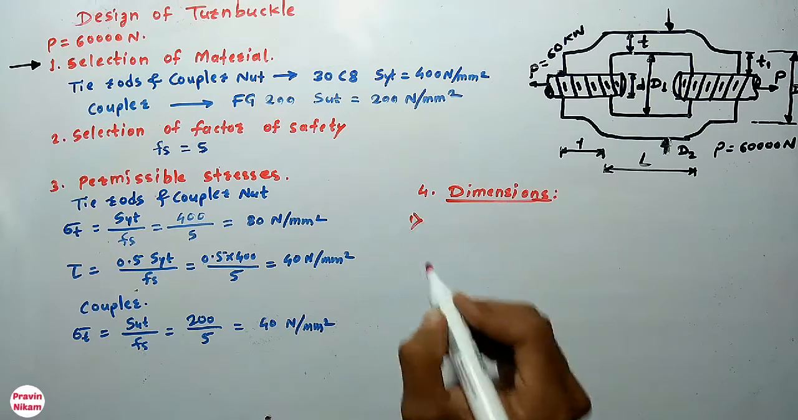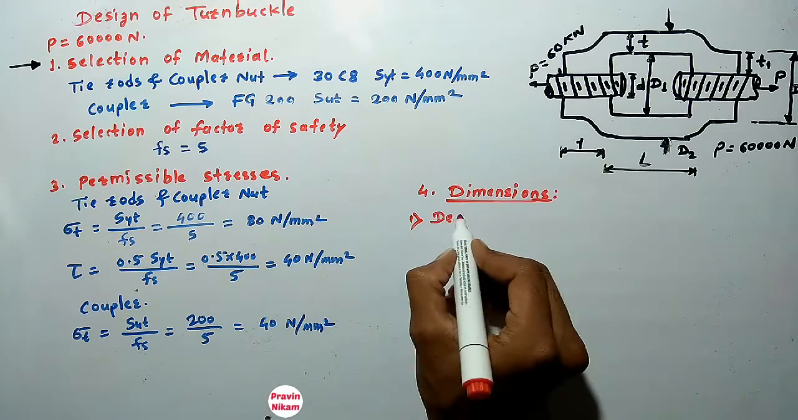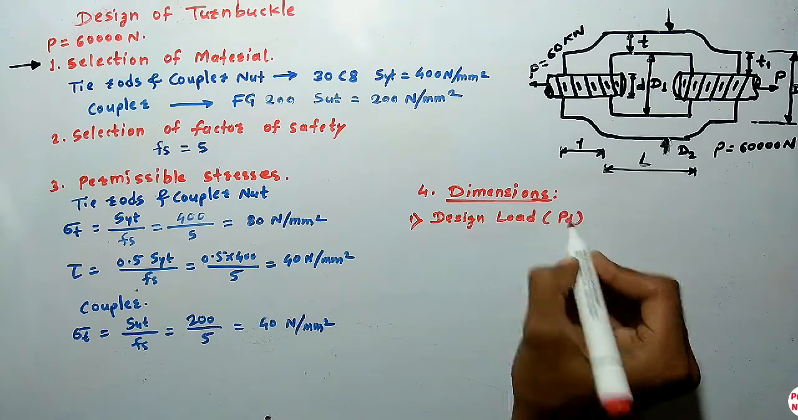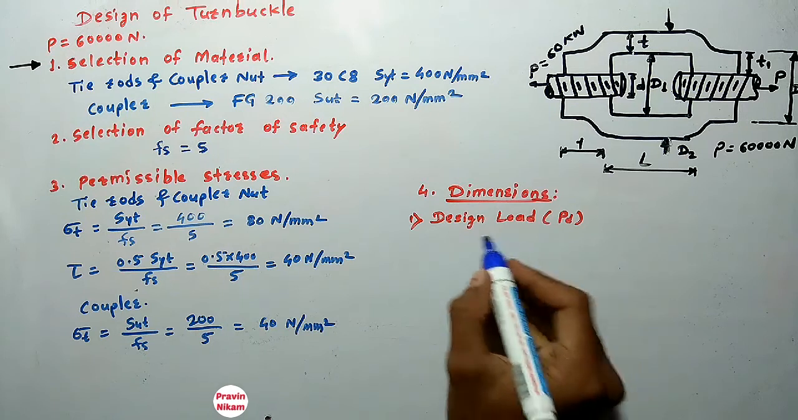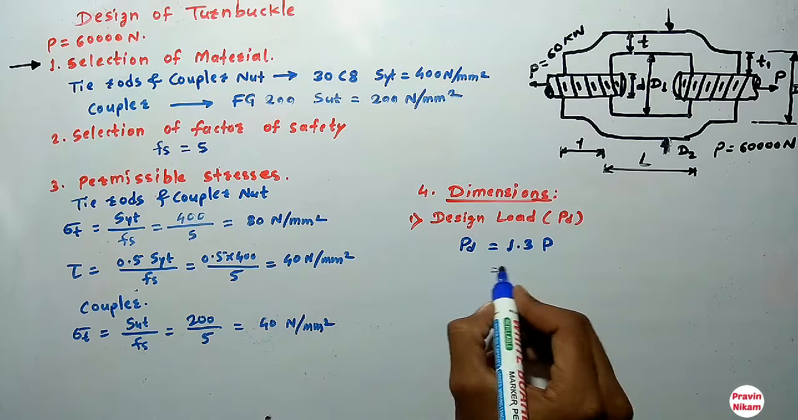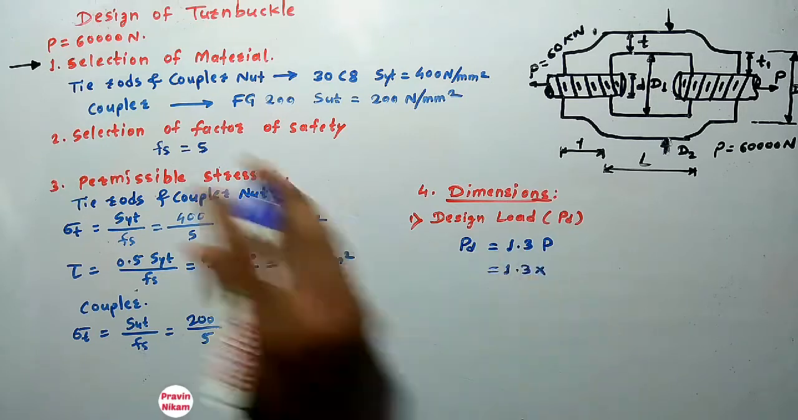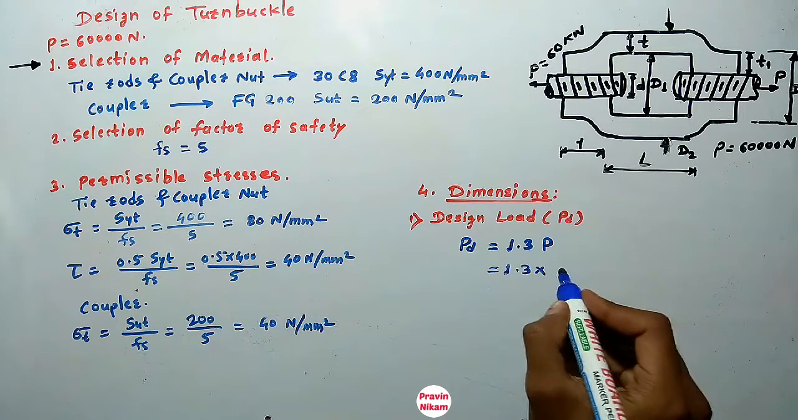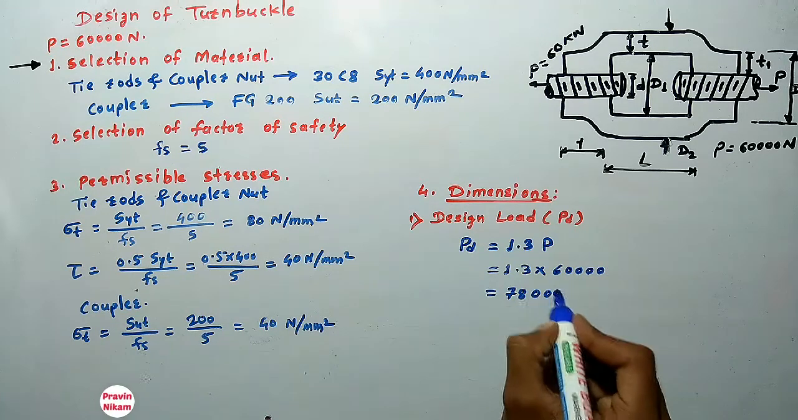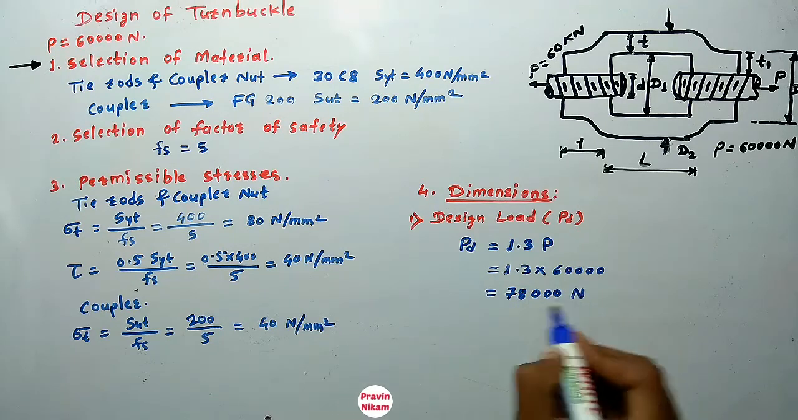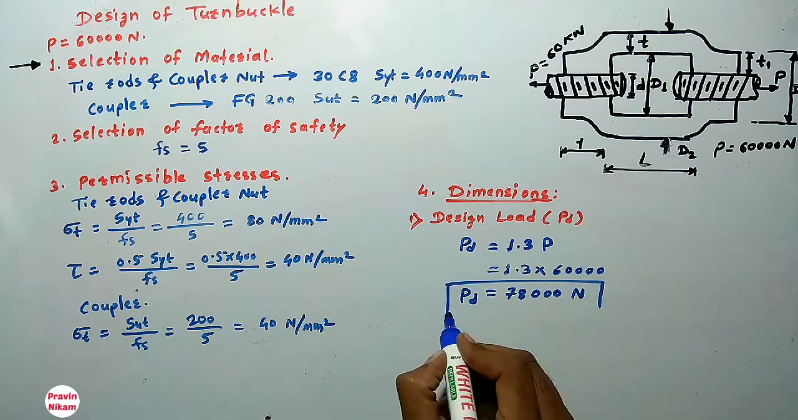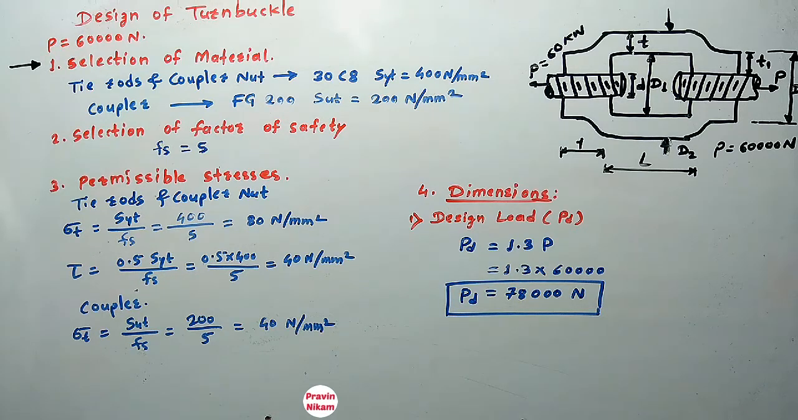Now the first dimension is design load, that is PD. To find the design load, we know that an empirical relation is there, that is 1.3 times P. So 1.3 into P, which is 60,000, is equal to 78,000 Newton. 78,000 Newton is the design load.